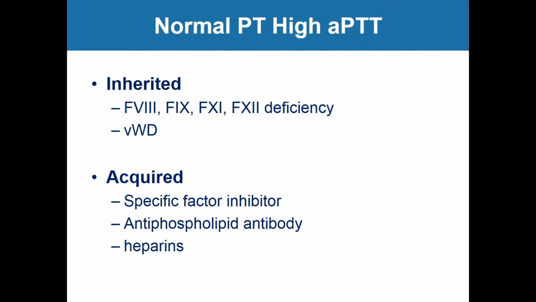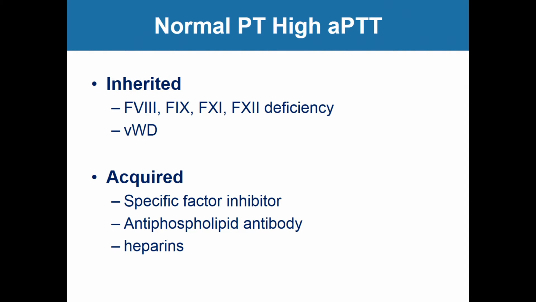moderate to severe von Willebrand disease can result in an elevated PTT because von Willebrand factor chaperones factor 8 and protects it from degradation. So low von Willebrand factor will result in low factor 8 activity and an abnormal PTT. There are rare inherited disorders of high molecular weight kininogen and prekallikrein that also can contribute to an elevated PTT and a normal PT.